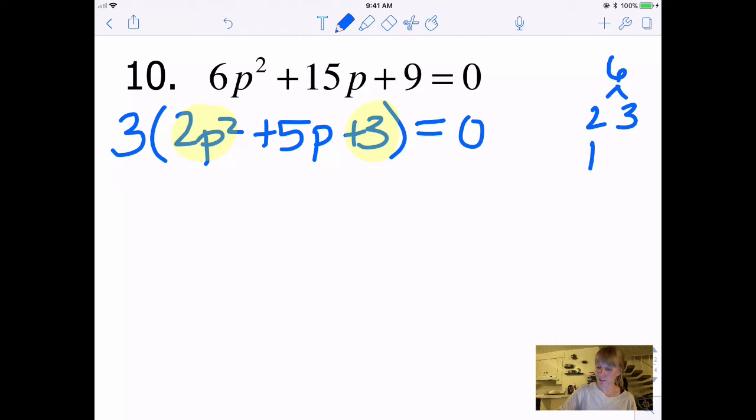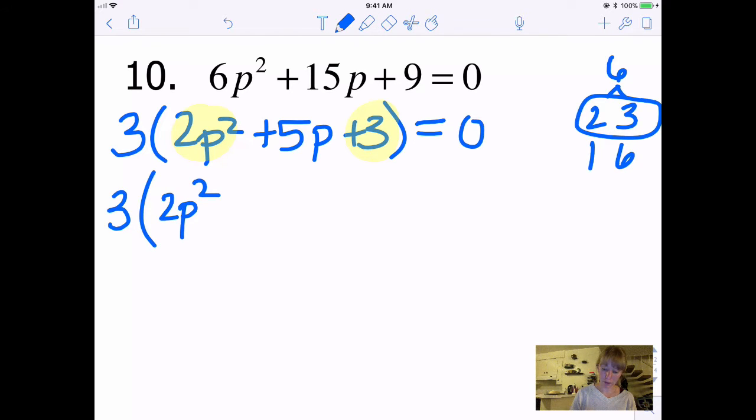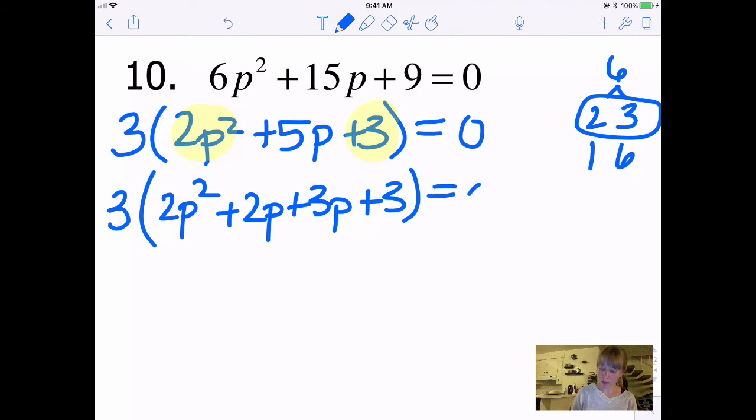My possible factors are 2 and 3, or 1 and 6. They've got to add up to 5, so I have 2 and 3. So I leave the 3 as it is, and I split this up. 2p squared plus 2p plus 3p plus 3 is equal to 0.